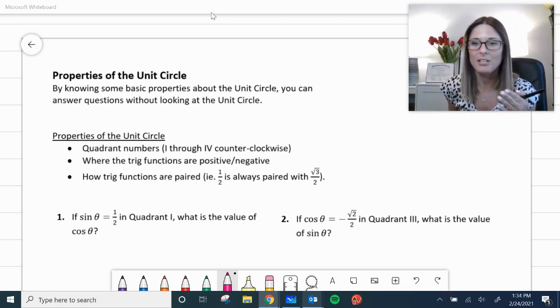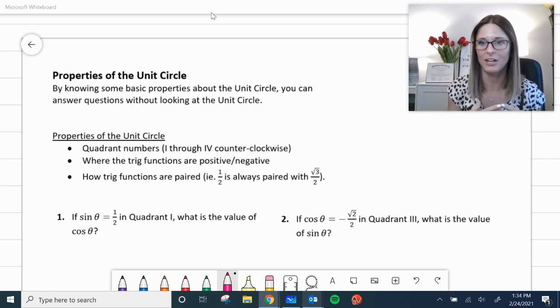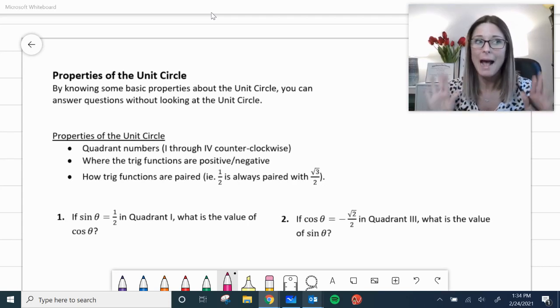So the top of the notes say, just by knowing some basic properties of our unit circle, we can answer a lot of questions about our unit circle. So just knowing a few things, and I've got it listed out here, those properties being one, are quadrants. Do you know where your quadrants are?